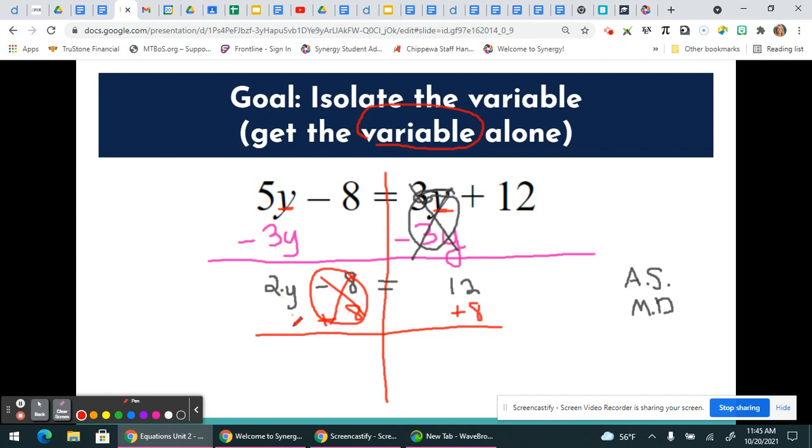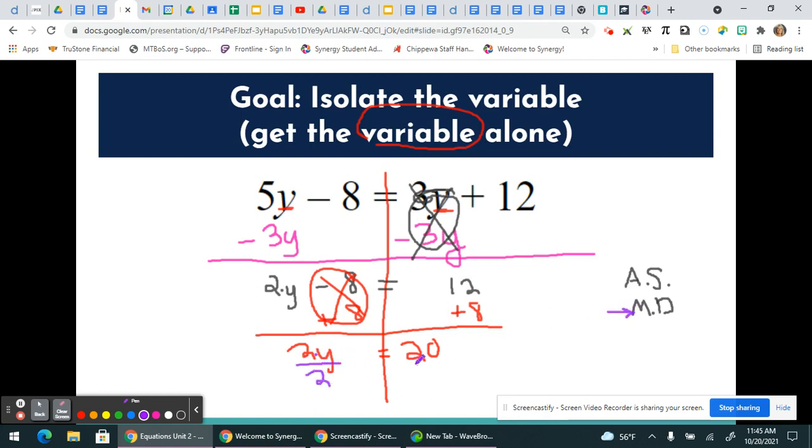But what's left over here is my 2 times y, which is equal to 20. So we're almost there. We've just got one final step left. 2 times y equals 20. So right here, 2 times y, I'm going to be multiplying. So to undo it, I'm on my step 2. I'm going to divide by 2 on the left.